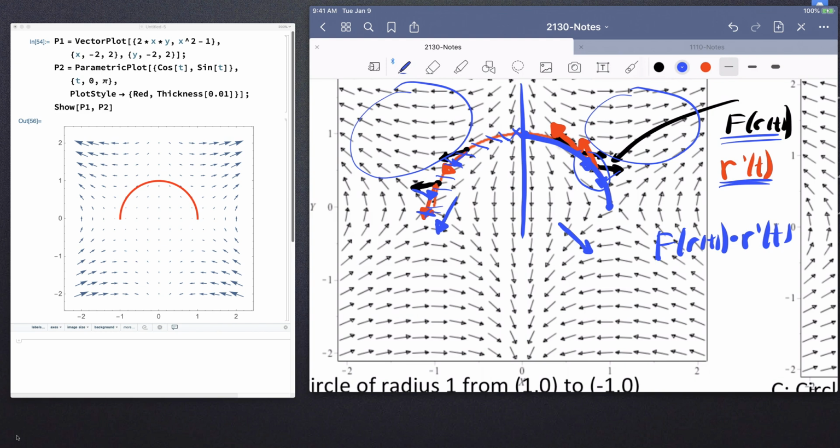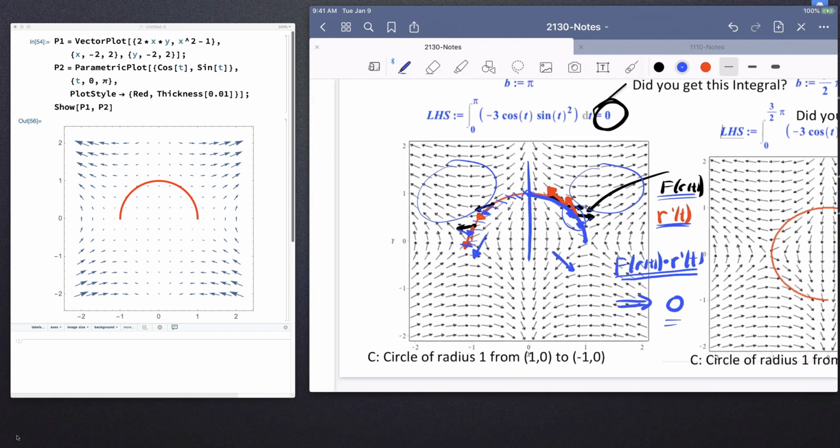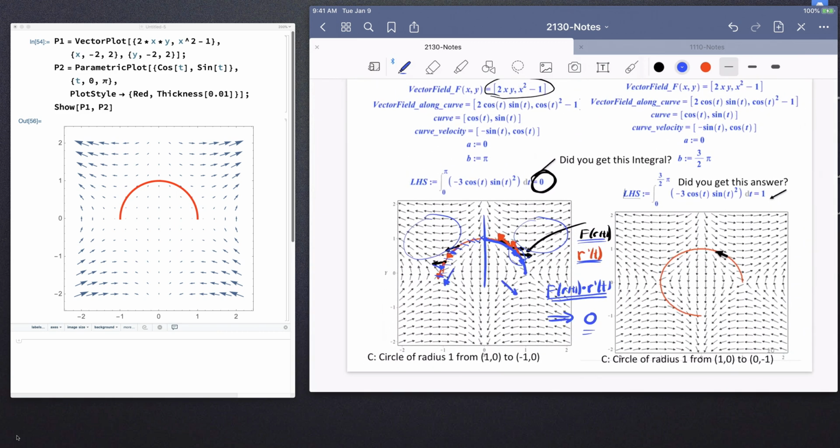We expect there to be a balancing out of the work done. So when you compute this force projected in the direction of motion, the amount of work on the right side of the circle and the amount of work on the left side of the circle are equal and opposite. That is why we expect from this picture to get 0 for the integral. That is just an intuitive idea of why we expect the answer to be 0 here.